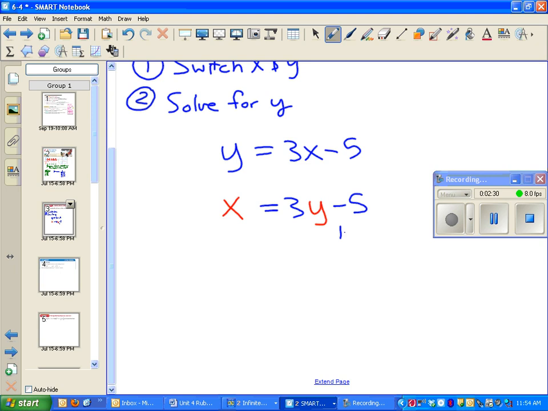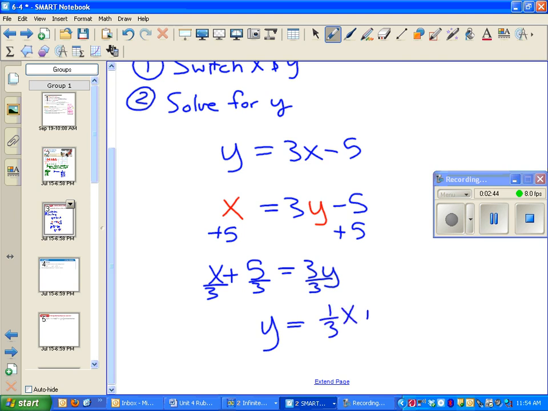So I will add 5 to both sides. Those aren't like terms, so I just have x plus 5 equals 3y. And then I'm going to divide everything by 3. So my inverse relationship is y equals 1/3 x plus 5/3. Right, that is my inverse.